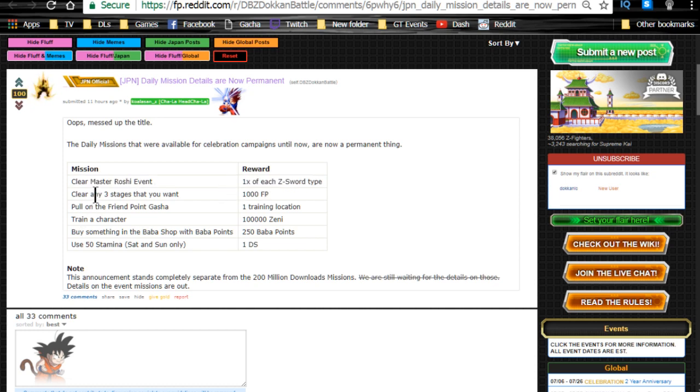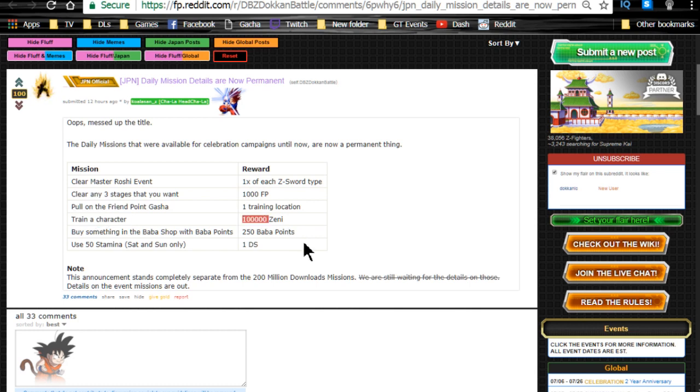You get one Z sword of each type. We get clear any three stages you want, for 1,000 friend points, pull on the friend point Gasha for one training location. I know the global side says multi-summon, but you only have to do a single summon in order to get it, so don't go ahead and use up all your friend points on it.